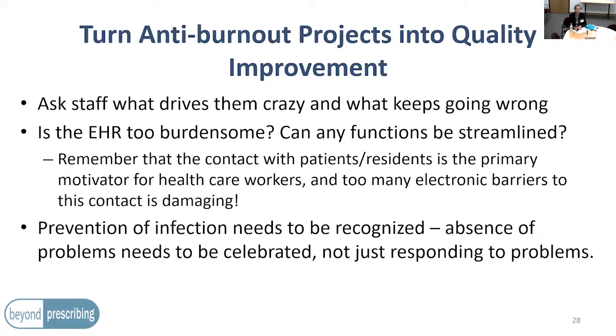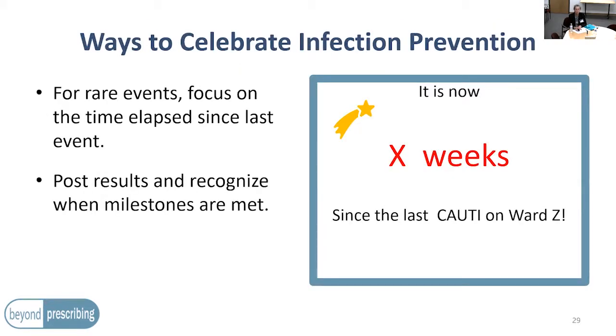So the other thing is prevention needs to be recognized, and absence of problems needs to be celebrated, not just responding to problems. This is one of the biggest challenges in infection control, is actually celebrating what doesn't happen. This is maybe why we have measles right now. We didn't celebrate for many years that we had very little measles, and look what happened. So there are ways to celebrate infection prevention.